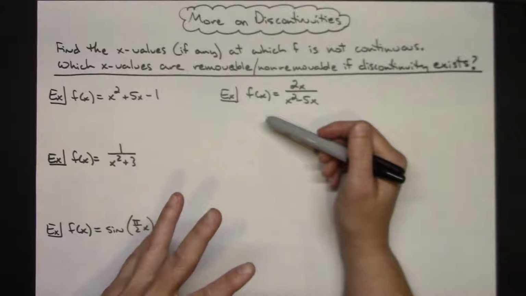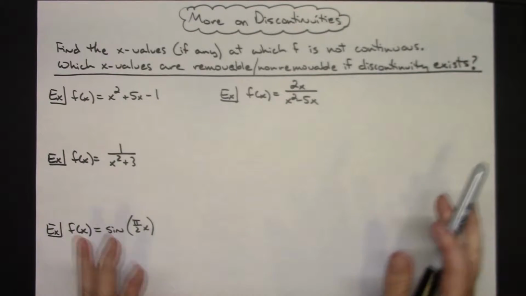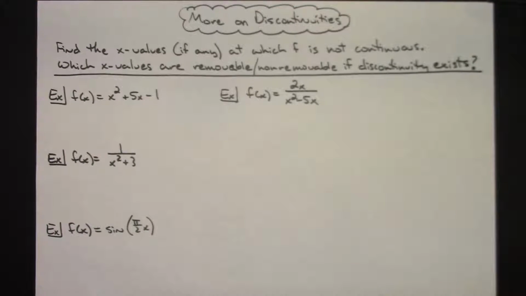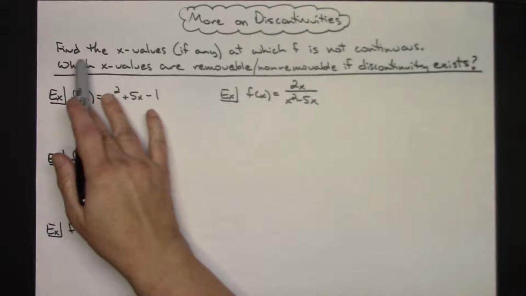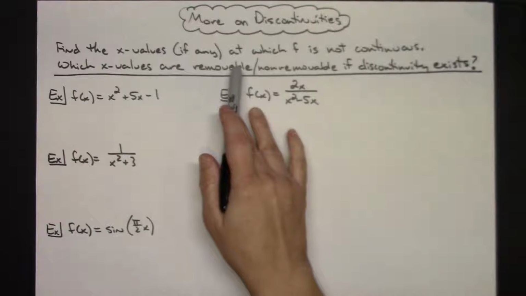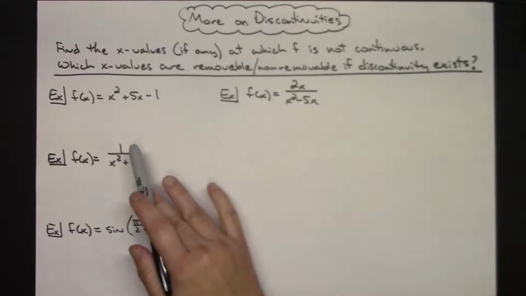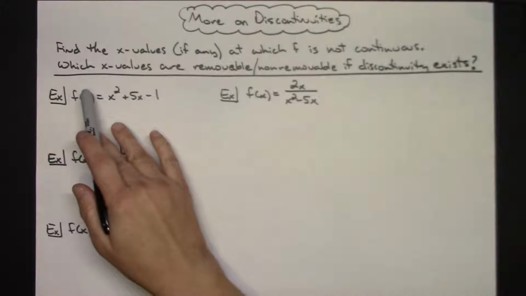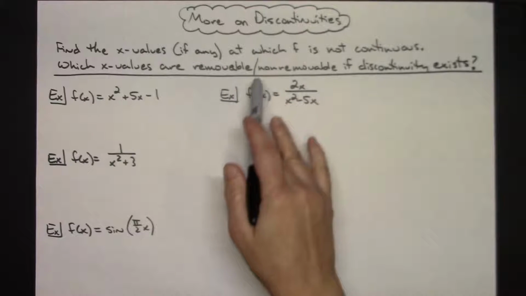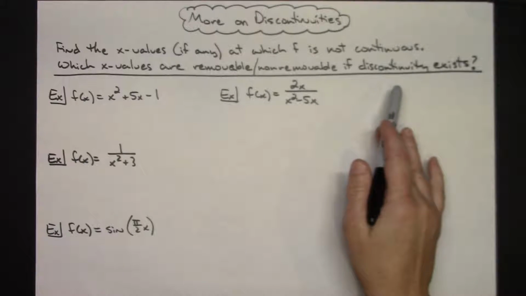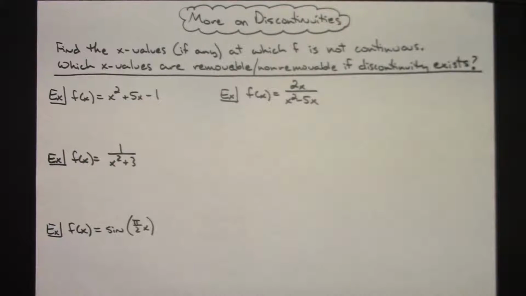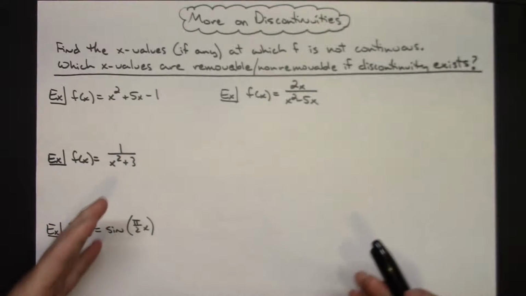So, with that knowledge, we ought to be able to address questions like this. Let's suppose that they tell you to find the x values, if any, at which f is not continuous. And then they follow that up with which x values are removable, non-removable, if discontinuity exists. So we're just going to run through some examples on how you would go about approaching answering questions such as this.